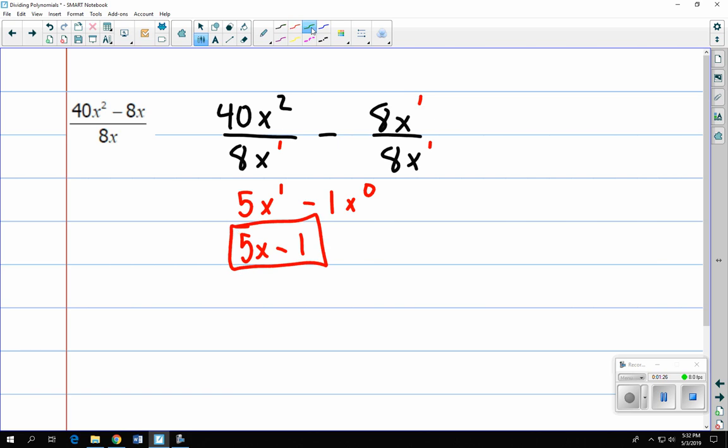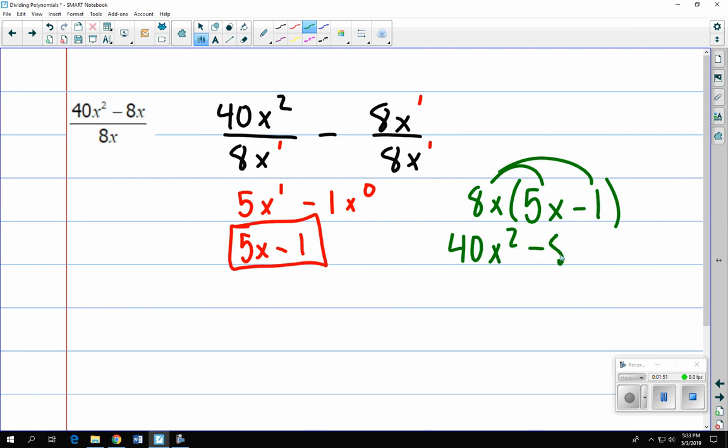An easy way for you to check if you did it correctly is if you take your divisor, your 8x, and you multiply it by your answer, 5x minus 1. You should get the numerator, or your dividend. So when I distribute, 8x times 5x will give me 40x squared. 8x times a negative 1 is negative 8x, which I see does match my original answer.